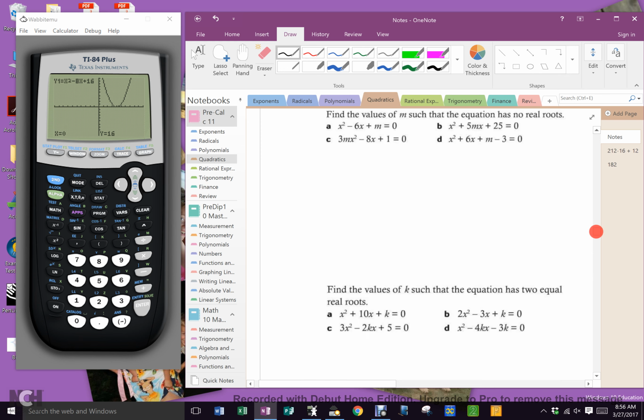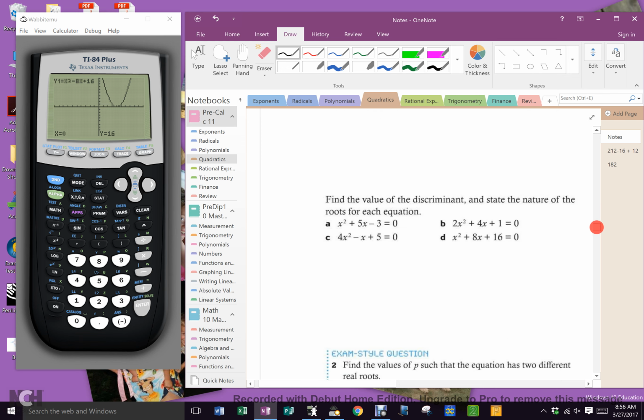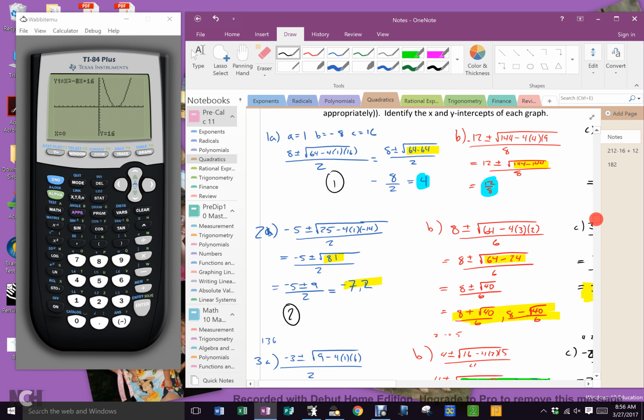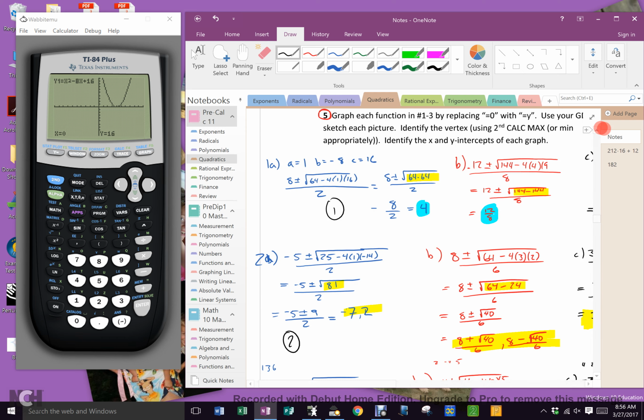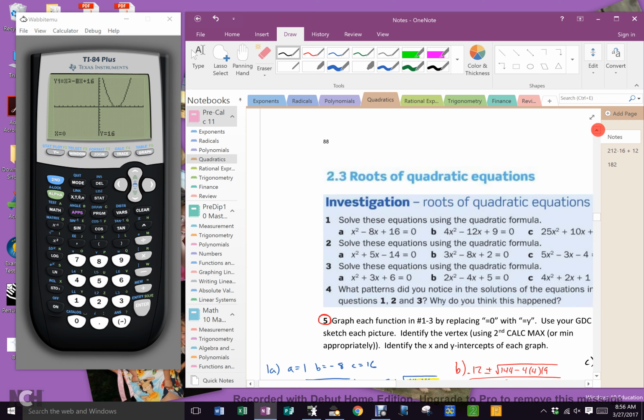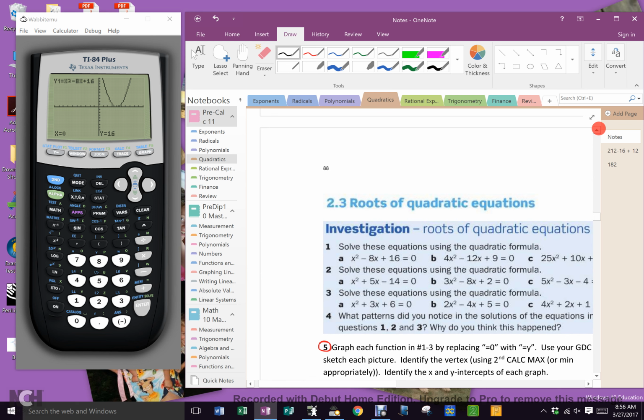Everybody cool? Okay, now you guys do 2A. Punch that in. Tell me the vertex. Make sure we can do this. So I'm going to clear that, and I'm going to punch in my new one.